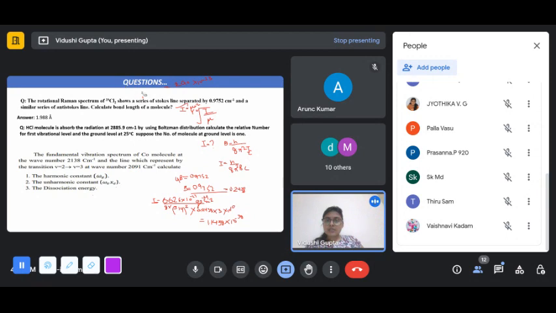So now the next question is, an HCl molecule absorbs radiation at 2885.9 centimeter inverse. By using the Boltzmann distribution, calculate the relative number of the first vibrational level and the ground level at 25 degrees Celsius. Suppose the number of molecules in the ground level is 1. So you have to calculate the relative number for the first vibrational level.